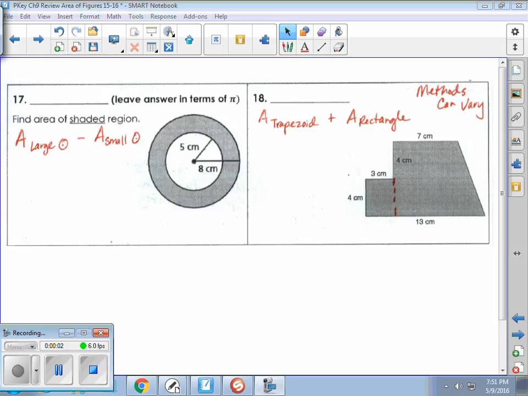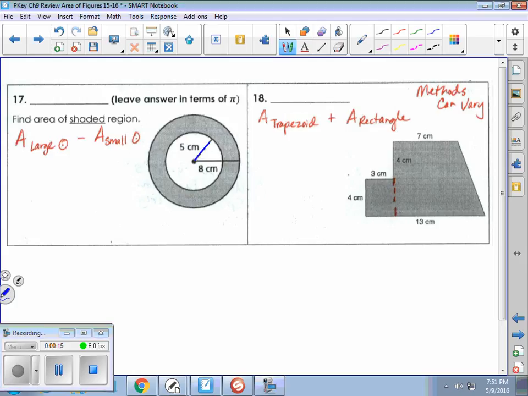Okay, so for shaded again, I just want you to make sure you understand and do subtraction. I'm taking the larger. The radius of the larger was 8 centimeters. We do understand that if this is 5, there's no way that is 8. That's 5 too. This would be 3, so the whole thing would be 8.